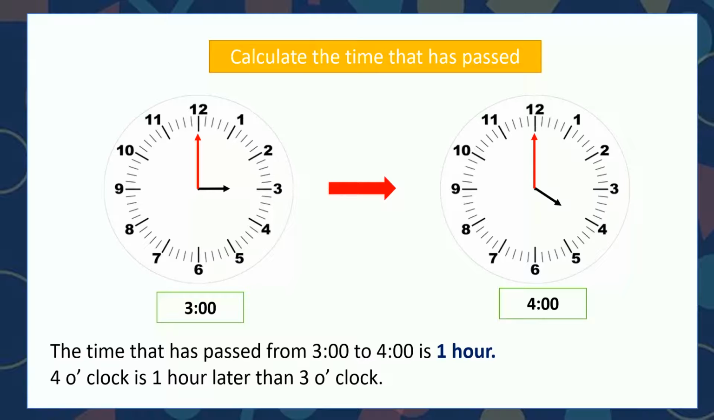The hour hand has moved from 3 to 4. The minute hand is at 12. The minute hand has gone around the entire clock once and it has come back to the position 12. The time that has passed from 3 o'clock to 4 o'clock is 1 hour. 4 o'clock is 1 hour later than 3 o'clock.